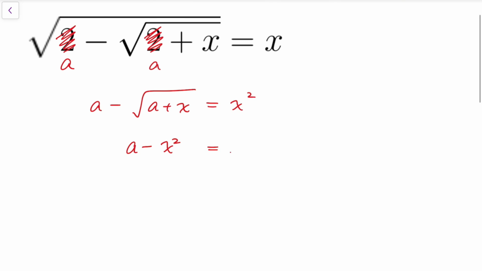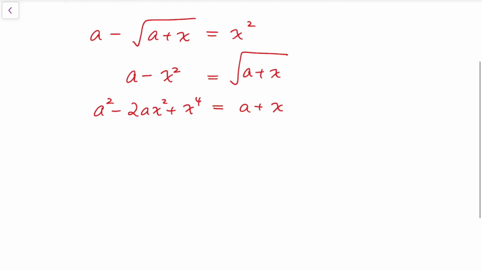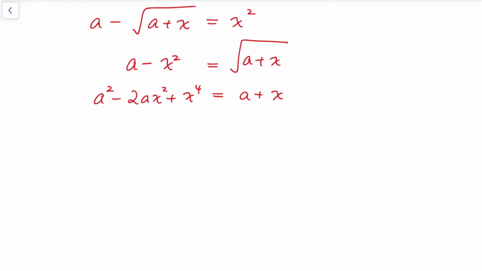Then a minus x squared equals the square root of a plus x. And square both sides. Now, at this point, I'm not going to treat it as a quadratic equation about x. I'm going to treat it as a quadratic equation about the other unknown, a instead.